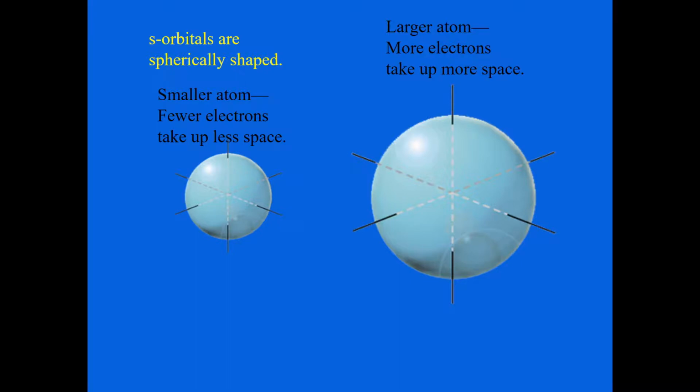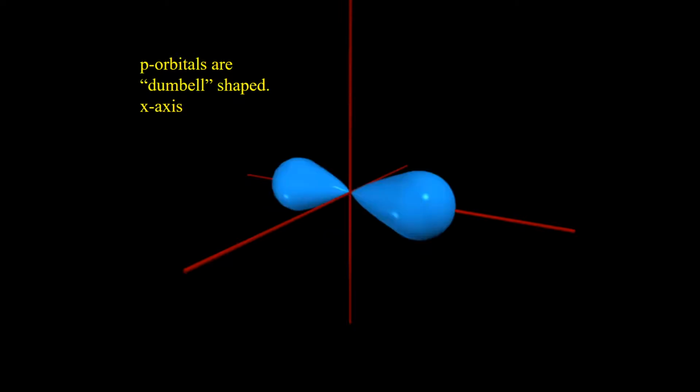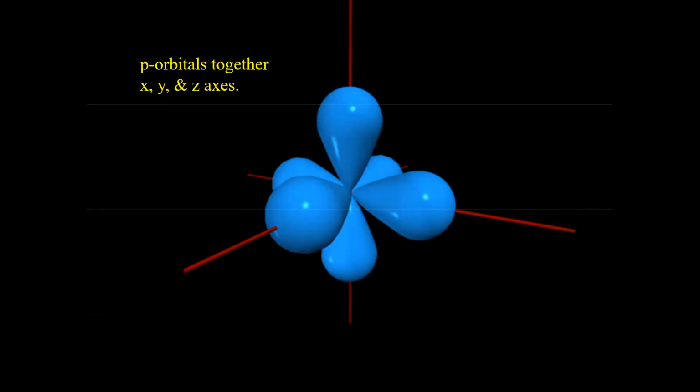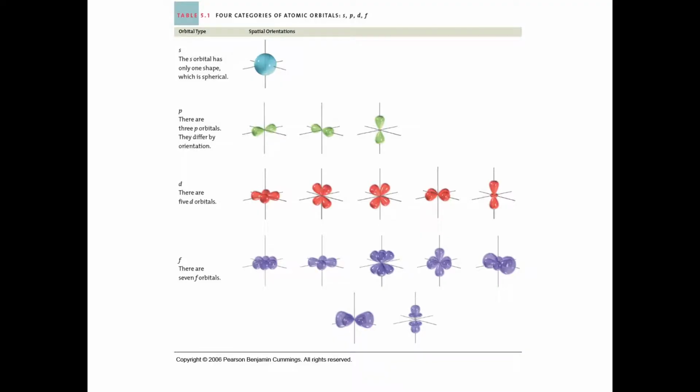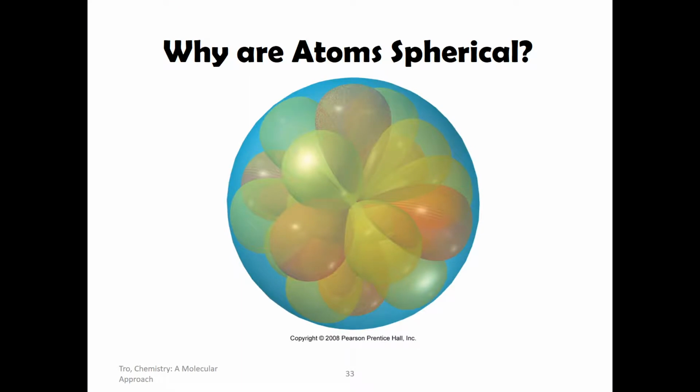So s orbitals are spherical, p orbitals are dumbbell shaped. There are 3 types because we live in a 3D universe. When they all combine together, and then we have d orbitals and f orbitals. And the rest of this is going to be all for when we cover other orbitals in more detail. Why atoms are spherical is whenever you pack all these orbitals together, you get a somewhat spherical shape.